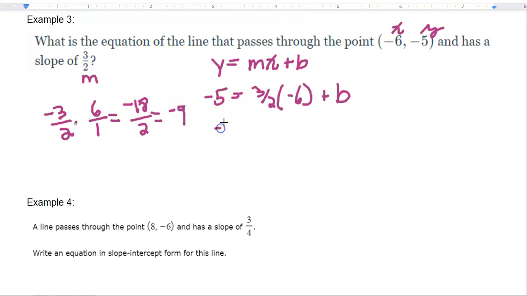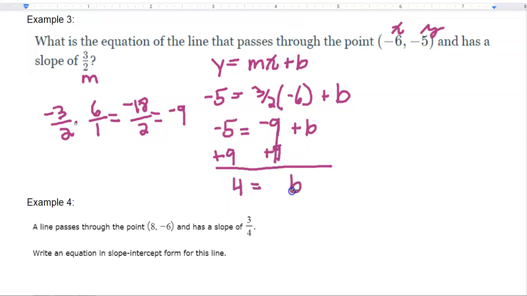So I know that -5 equals -9 plus b. Okay, I'm going to add 9 to both sides here. -5 plus 9 is going to equal 4. And that's going to give me my b. Fantastic. So now I can go ahead and plug in everything I need. Final equation is y equals 3/2 x plus 4. And there's your equation.